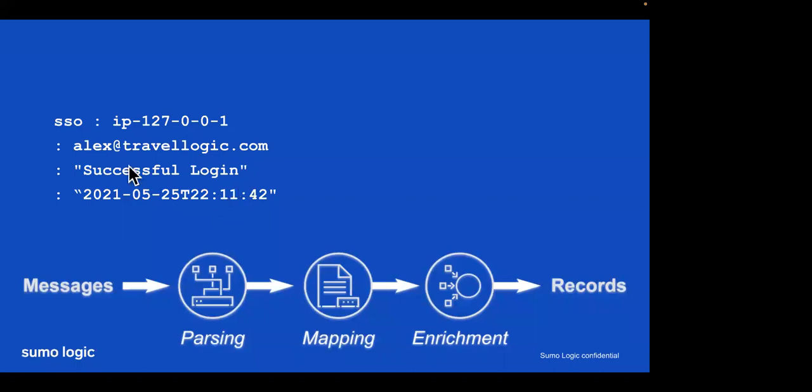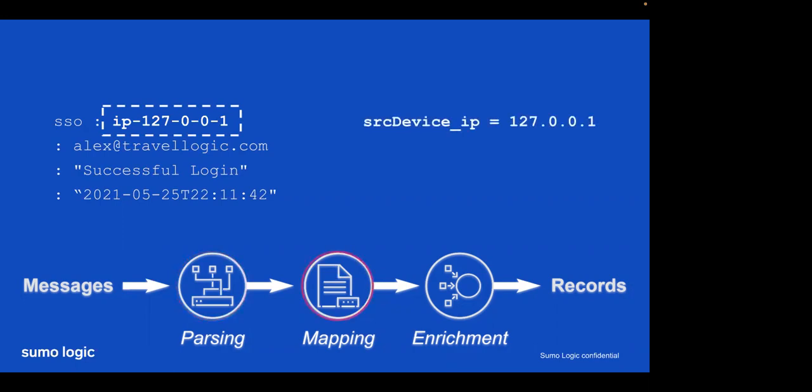Now, when I parse, if I look at my log, and again, my logs could be different formats, right? They've got different logs that I may be coming in. Here, for example, it says SSO: and it has an IP. The problem is the IP is not an IP address like 127.0.0.1. It's in dashes. Okay. So what will happen is when we go through this parsing process, we'll recognize that as an IP address, and we will go ahead and change it and parse it out and turn it into an IP address. And we will map it to a metadata field that we use in our product. So we're going to say source device IP underscore IP is 127.0.0.1.